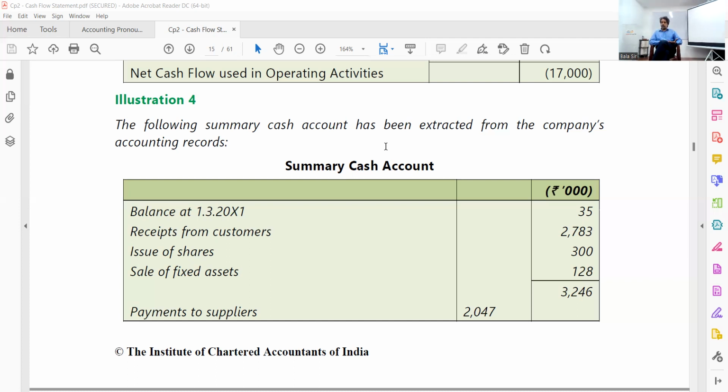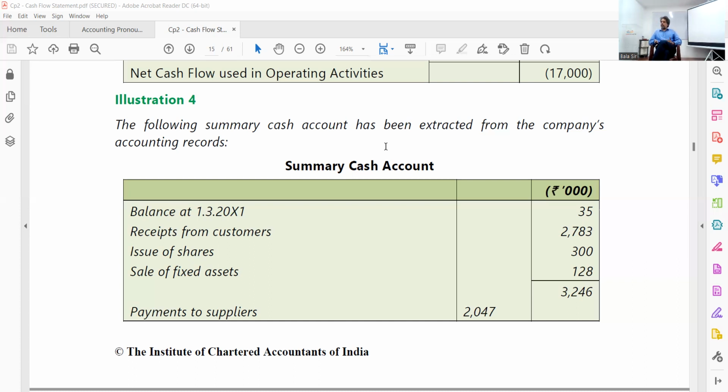Next, issue of shares 300. What is that? Financing. You issued shares here, financing, right? Make a note over there. F, financing activity. Then, sale of fixed assets 120. What is that? Investing, right? Sale of property, plant, equipment, fixed asset. That's a long-lived asset, right? So, investing activity, a cash inflow.